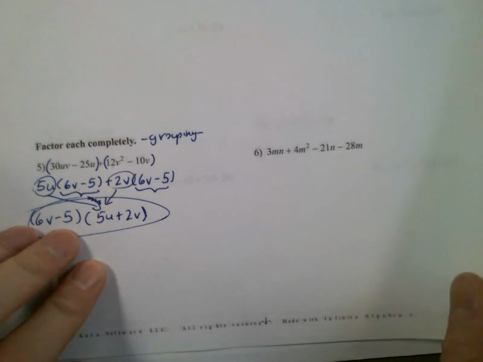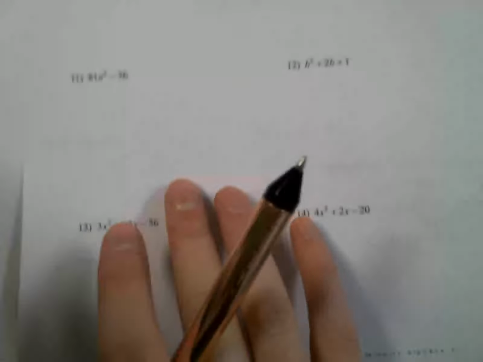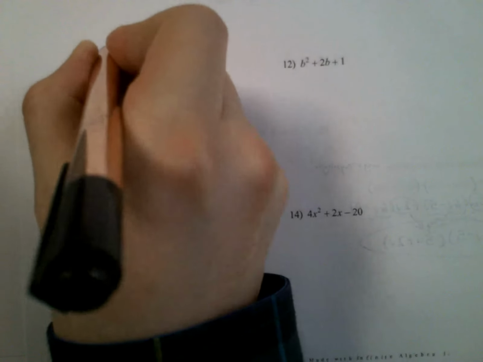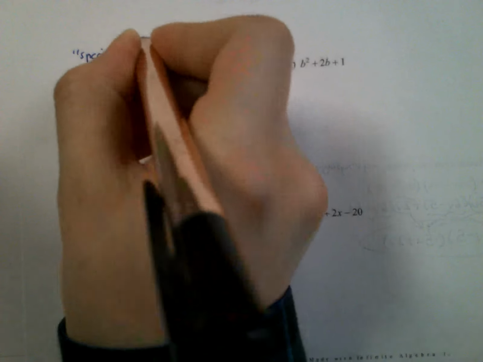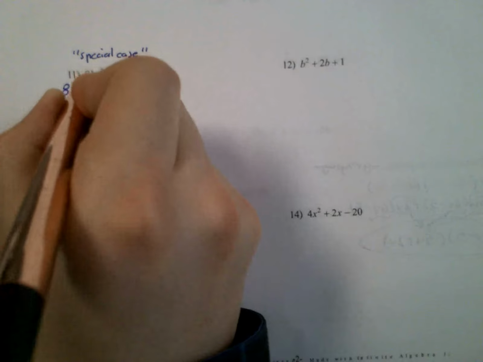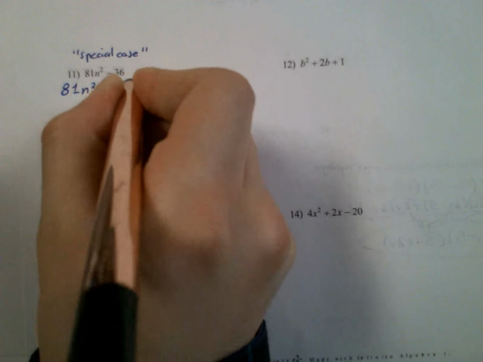Okay, so moving on from number 5. What you're going to do, let's go ahead and jump and do one of the special cases back here. Let's do this one here. This is a special case. Okay? This one, I would recommend rewriting as 81n squared minus 0n minus 36.